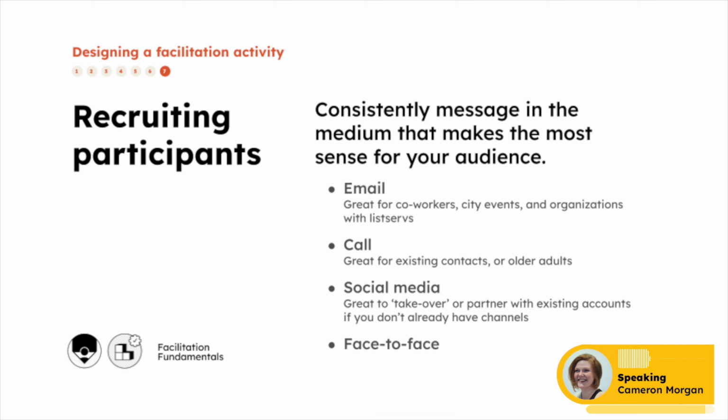All right, so the last point here is, when you're thinking about recruiting participants, if you're working with those trusted partners, or maybe you have some connections that you're tapping into, make sure that you're consistently messaging in the medium that makes the most sense for your audience. Consistency is the best thing you can give your audience, because that time and time again will make a clear pathway for engagement. So if you're working with email, it's great for coworkers, city events, or organizations with listservs.